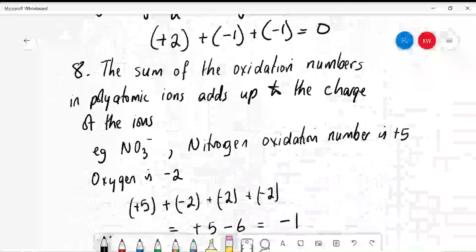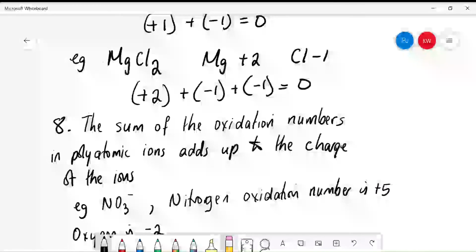Here's another example where we looked at magnesium chloride. Magnesium is found in group 2. It has an oxidation number of +2. Chlorine has an oxidation number of -1. Since there are 2 chlorides, it's -1 and -1. So if you add these up, again, you're going to get a sum of 0.